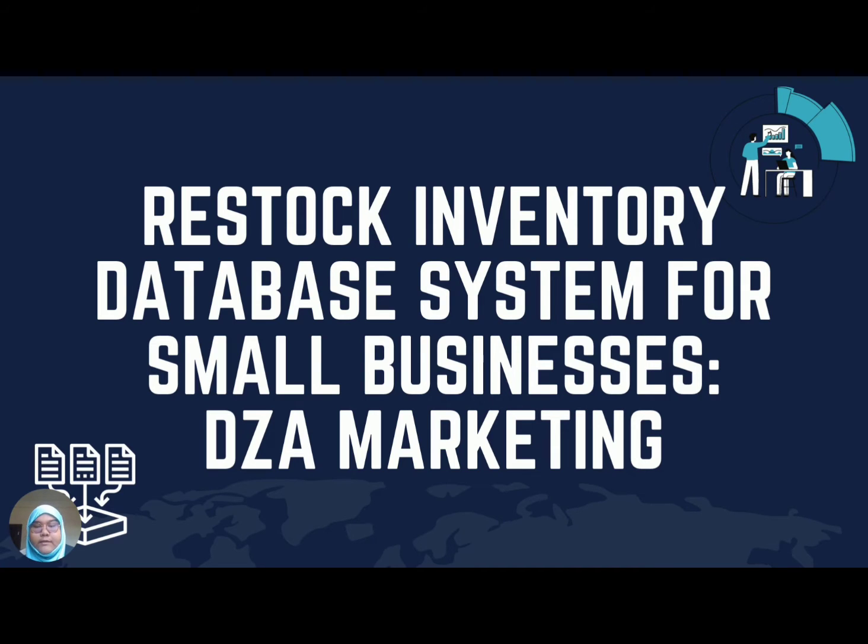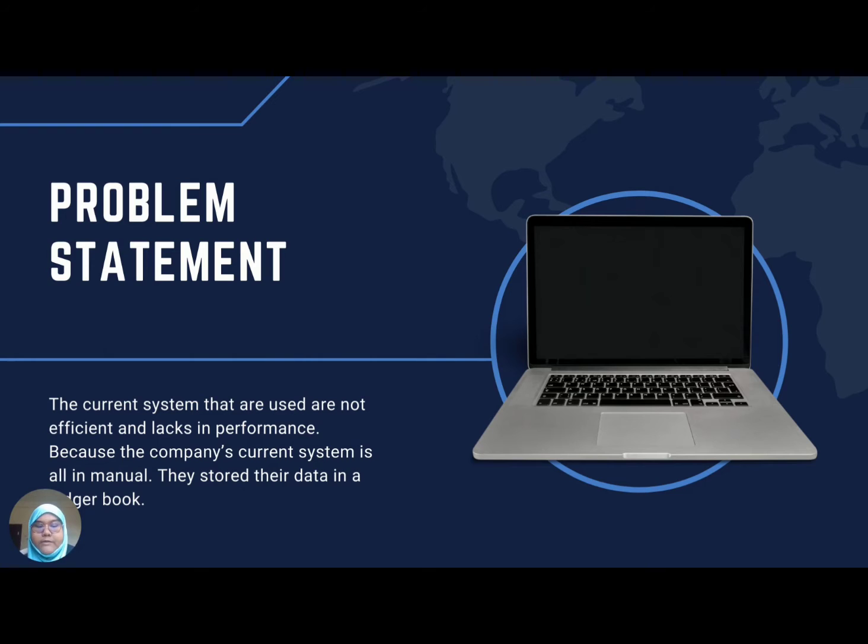Our project name is Restart Inventory Database System for Small Businesses, ICT Marketing. Next, I will talk about the problem statement. The problem of the current system used by the company is that it is not efficient and lacks performance, because the company's current system is all manual, and they store their data in a ledger book.